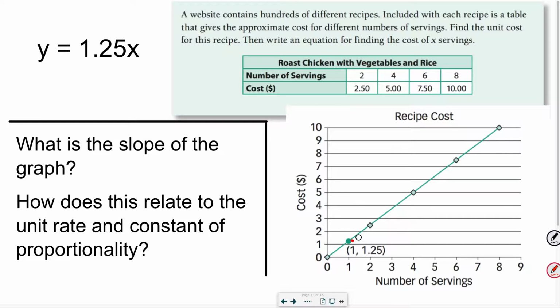Because that is your constant of proportionality. Basically the point that you're making with the slope is the same constant value that you're making with your unit rate. So our slope is the same thing as our unit rate, which is the same thing as our constant of proportionality. Those three values on the whiteboard, the constant of proportionality, the unit rate, and the slope, they are the same thing.